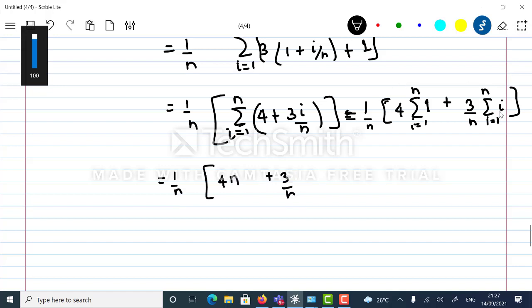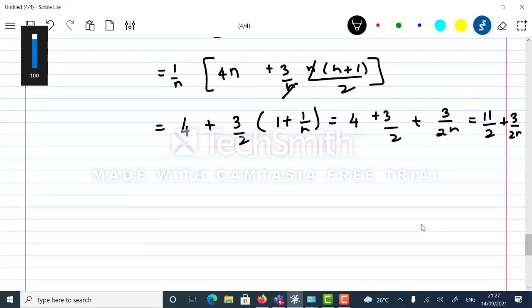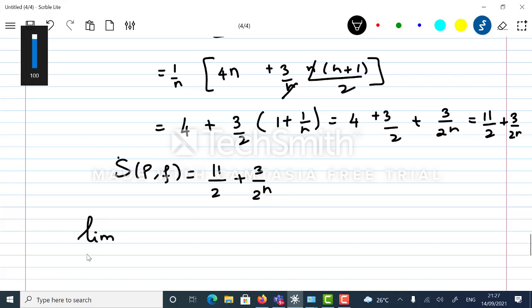Plus 3 by n times 1 + 2 + 3 + ... + n, which is n(n+1)/2. So this n will get cancelled. If I multiply this 1 by n inside, it will be 4 plus 3/2 times (1 + 1/n), so it is 4 + 3/2 + 3/(2n). So 8 plus 3, 11 by 2 plus 3 by 2n. So my S(P, f) is basically 11/2 + 3/(2n). Let me find out, as norm P goes to 0, what is the S(P, f) value.